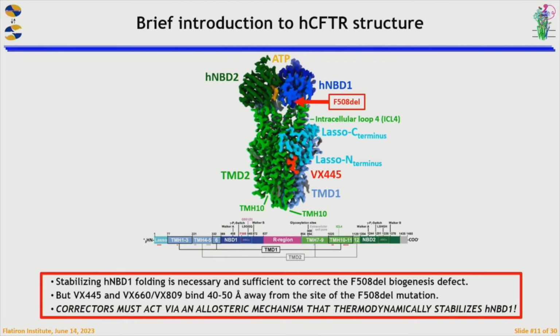A key point historically is that stabilizing NBD1 folding is necessary and sufficient to overcome the F508del biogenesis defect. So this is an essential starting point for understanding what's going on. I see people in the room who contributed to this basic understanding over the course of a decade. This was already known a decade ago. I'm not going to go into the details now, but afterwards I'm happy to tell you: it's absolutely clear that to correct the folding, you need to correct the folding of NBD1. And the problem that immediately raises is that I'm not going to talk about VX809 today, but I'm happy to talk about it afterwards. I'm going to focus on VX445, but VX809 binds at a relatively similar position down here near the lasso.